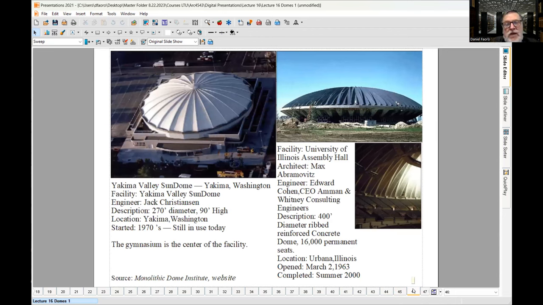Other domes had longer span capabilities, like the Washington dome. Notice this is going to be combining two types of force geometries. This is kind of like a folded plate connected to a dome. Another folded plate is the University of Illinois Assembly Hall. This is where all the commencements and sports events are.